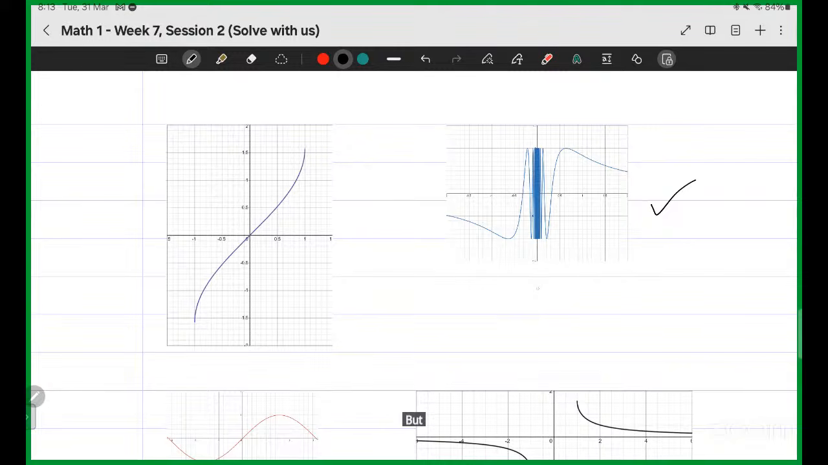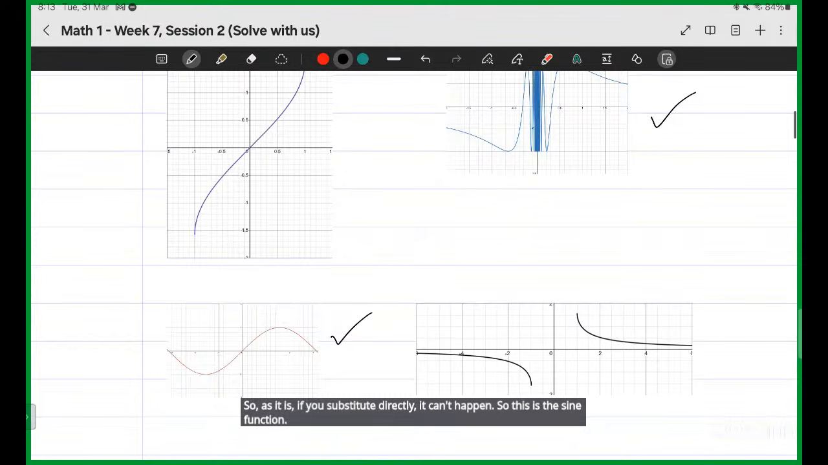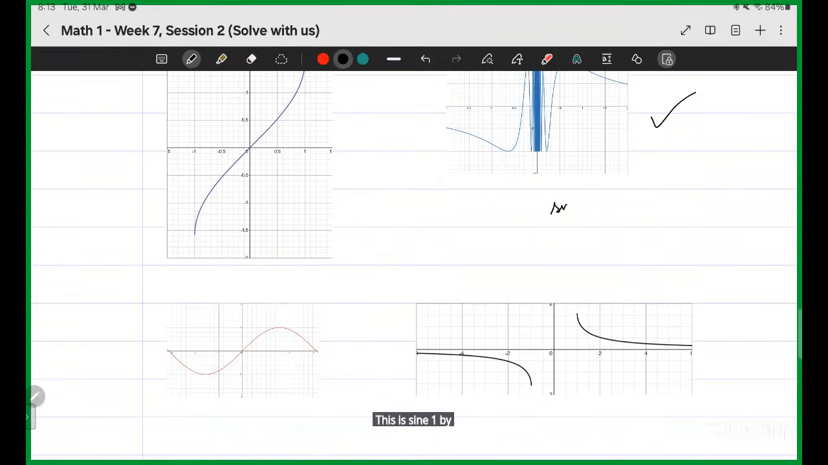But at the origin, it is not defined, because you cannot define sine of 1 by 0. So as it is, if you substitute directly, it can't happen. So this is the sine function. This is sine 1 by x. This is sine x. Any guess as to what the other two graphs are?